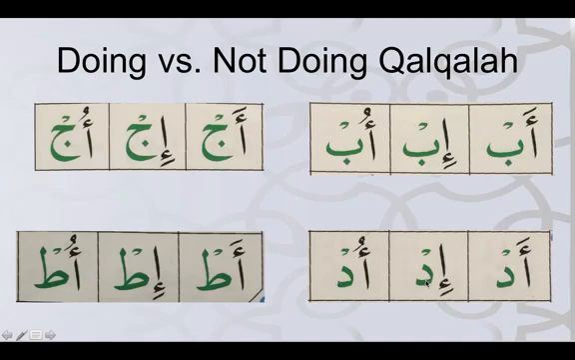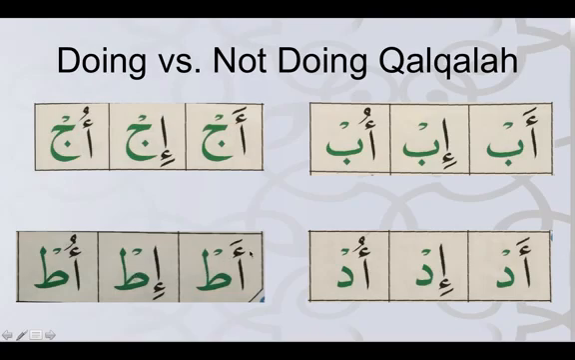It's difficult for you to tell even. Did I say the dal? Did I say the ba? What did I say? So, correctly first. Ad, id, ud. That is correct. Ad, id, ud. That is correct. Now I'm going to do incorrectly. Ad, id, ud. I hope you're starting to hear the difference.